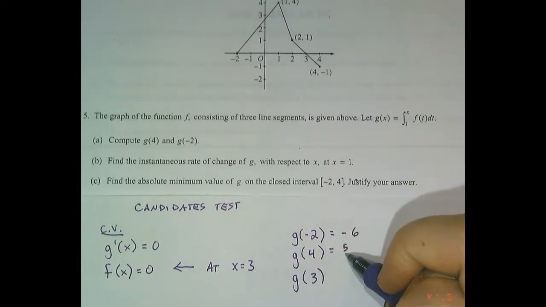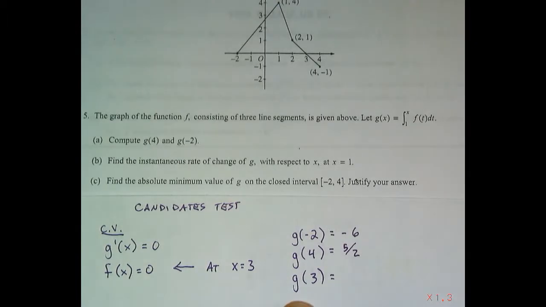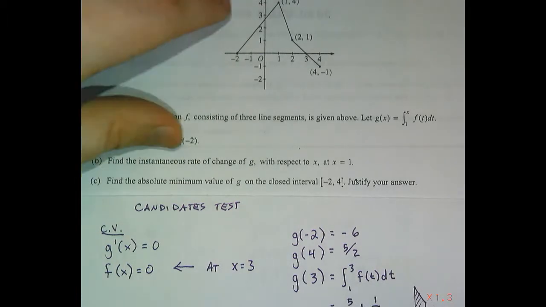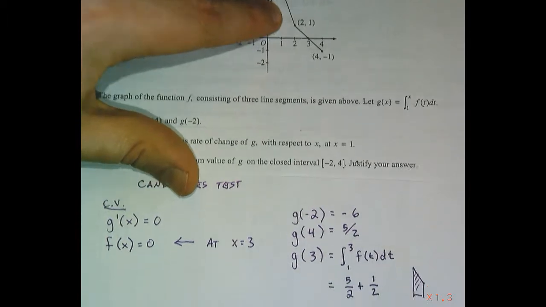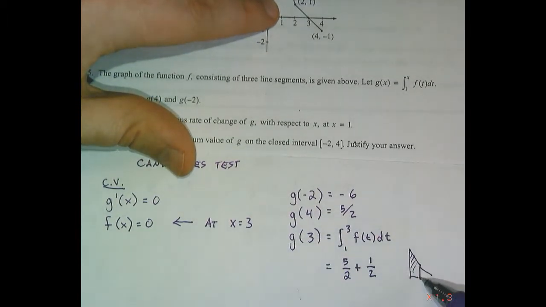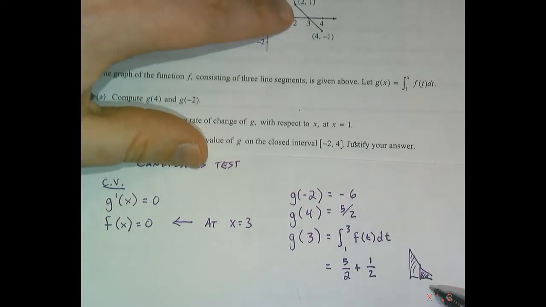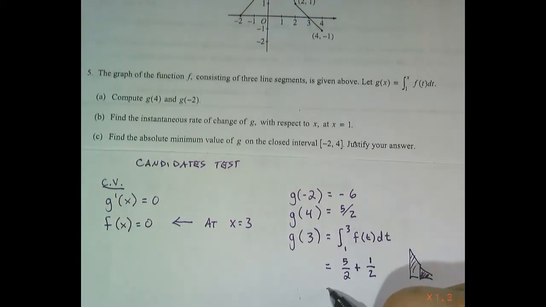So now we need to find g of 3, which would be the integral from 1 to 3. And the integral from 1 to 3 would be 5/2 for that trapezoid plus 1/2 for the little triangle. So we've got that trapezoid shape right here, plus the little triangle right here. Okay. So this is equaling 5/2 plus 1/2 is 6/2, which is a total of 3.